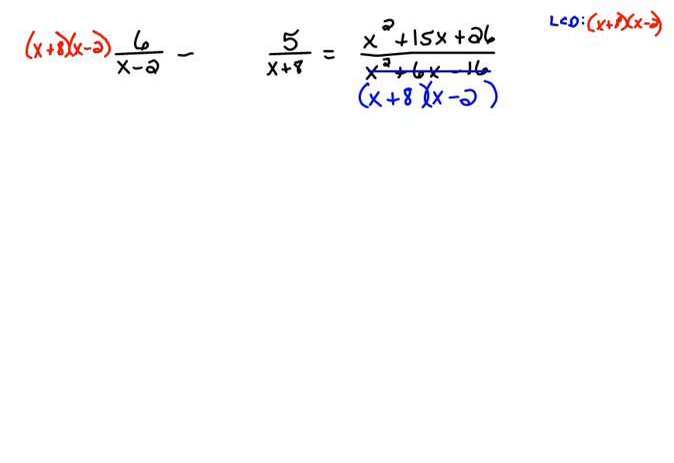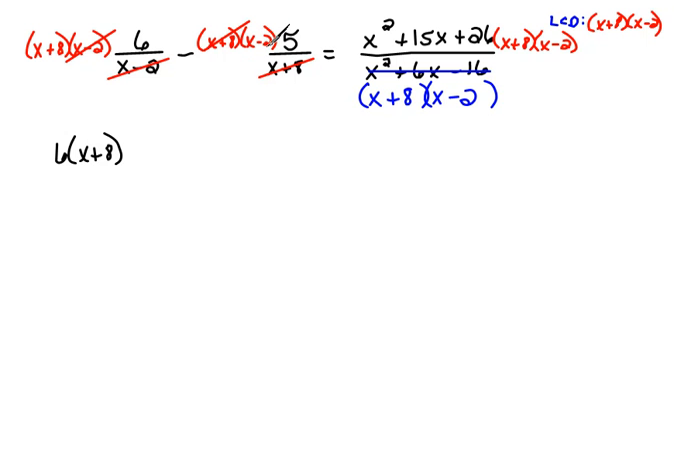Now, that'll take me just a minute to write it out here, but x plus 8 times x minus 2, and over here, x plus 8 times x minus 2. And now we can start canceling. For our first term, our x minus 2's will cancel, and we'll be left with 6 times x plus 8. Then for our second term, the x plus 8's will cancel.